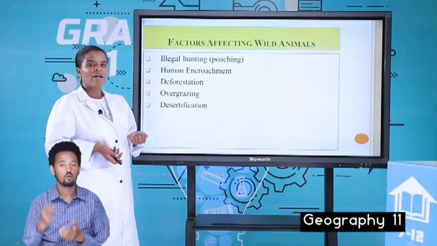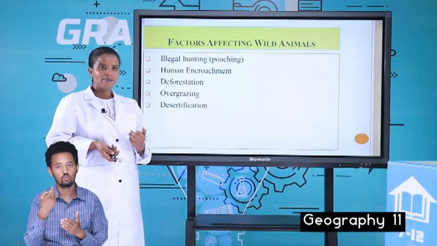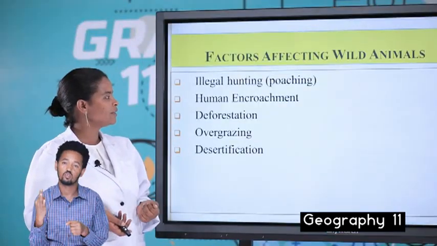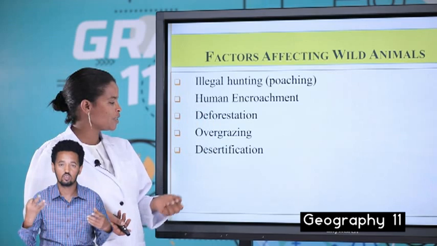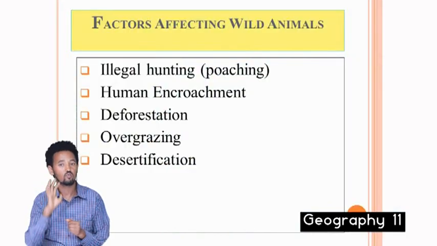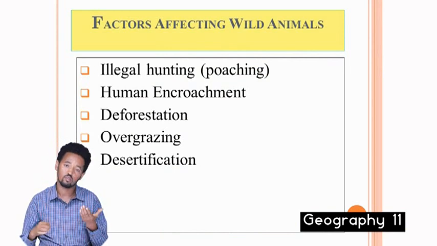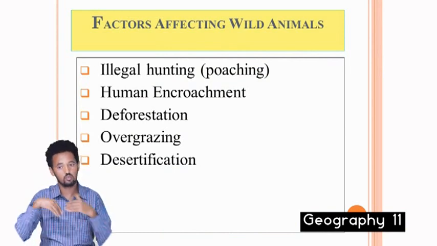What are the factors that affect wild animals? Illegal hunting, human encroachment, deforestation, overgrazing, and desertification are the major factors that affect the wild animals of Africa.